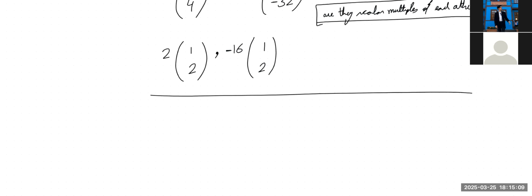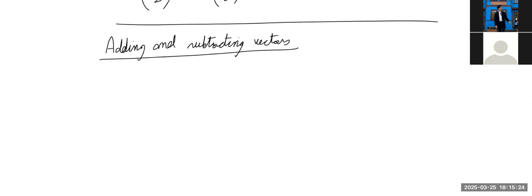The next idea is how do you add vectors? Think about adding and subtracting vectors. There are two ways to think about it. The first way is easy. It's the algebraic way.